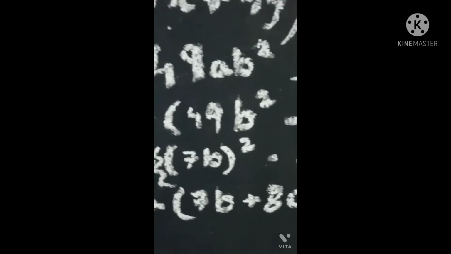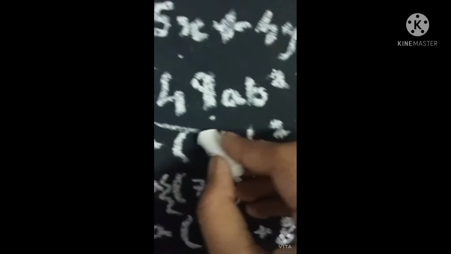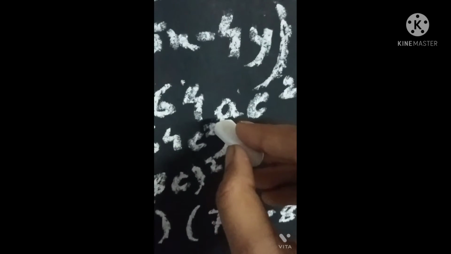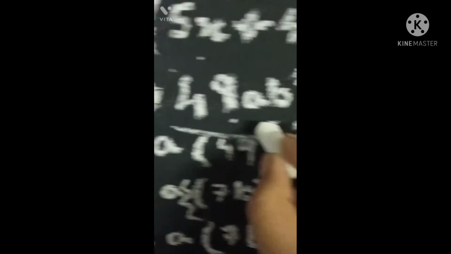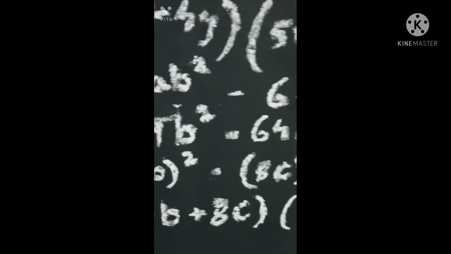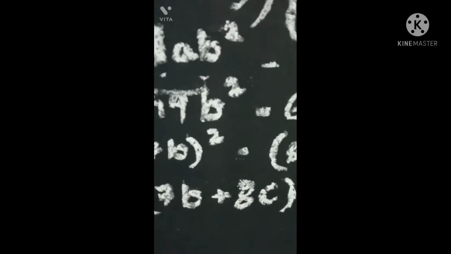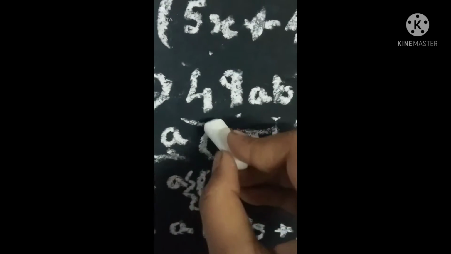So next sum is number two, 49ab square and then 64ac square. So what is coming? ab square and ac square. In this we can take a common, right? We can take a common in that. So we have taken one a common outside the bracket, and then put the first bracket as 49.